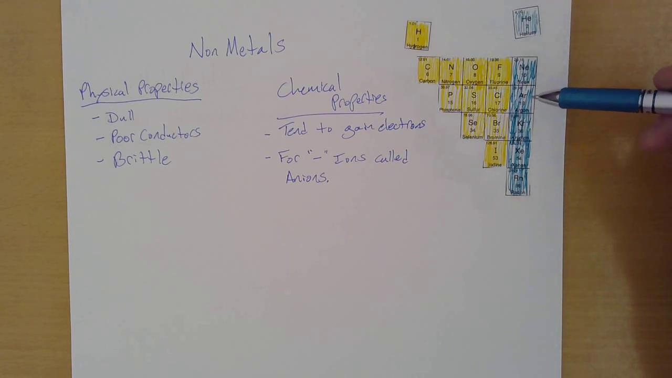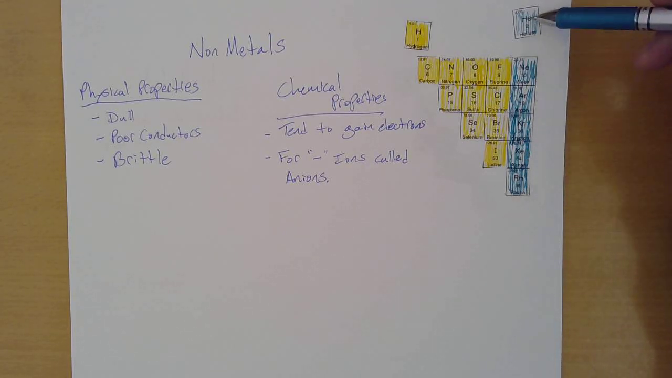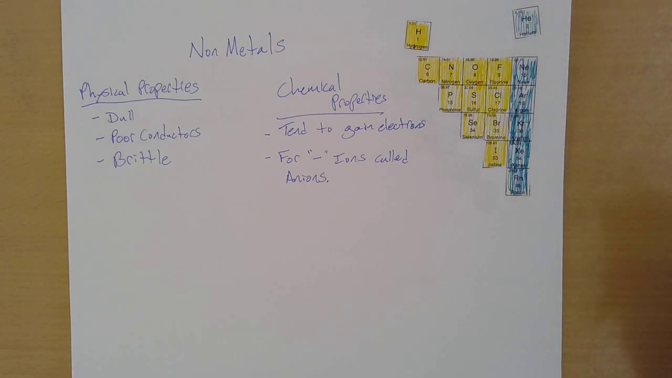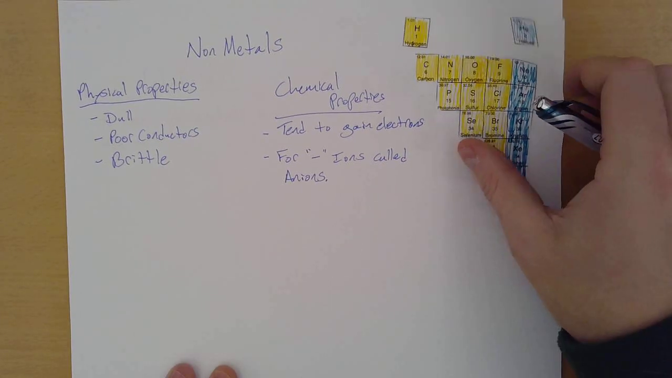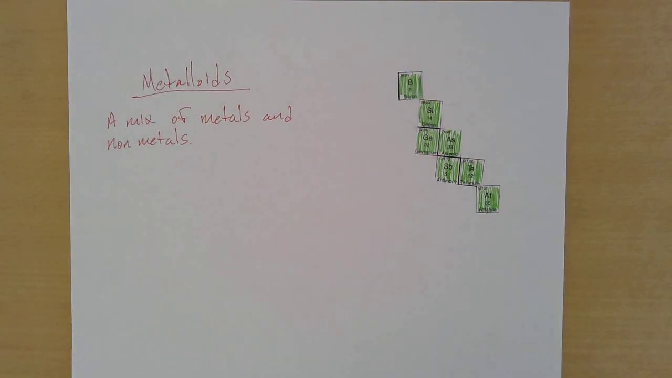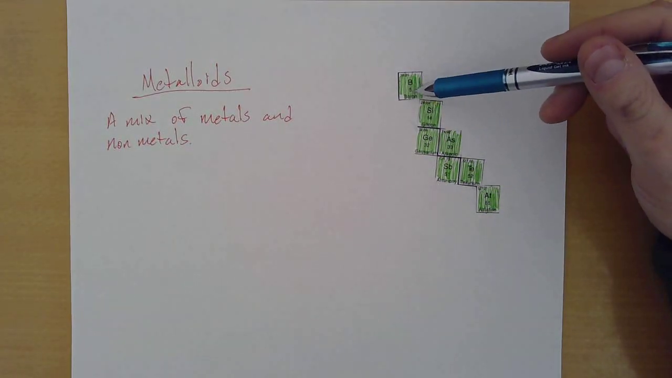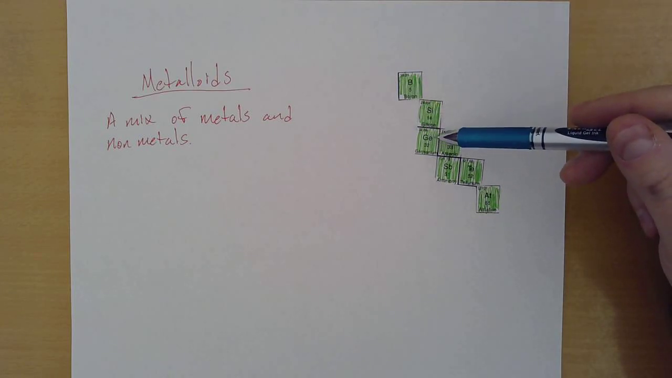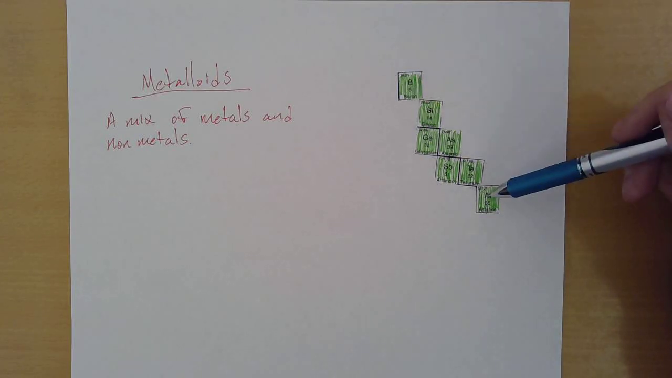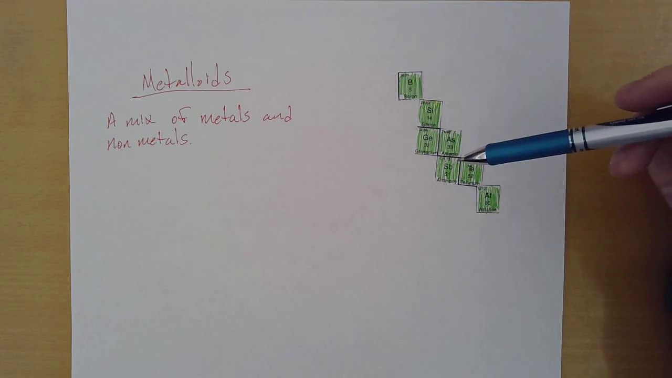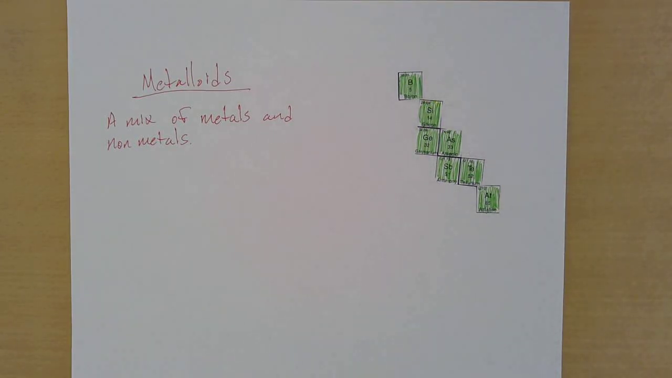Now, I do want to point out over here, these are our noble gases. We have not talked about those yet, but we will later. And then lastly, we have our little staircase crew over here. It starts with boron, goes to silicon, germanium, etc. And this little staircase are our metalloids. The only thing we need to know about them is that it's a mix of metals and nonmetals.